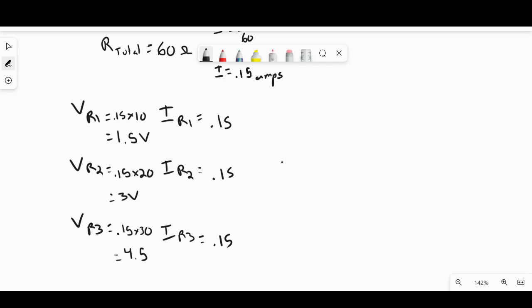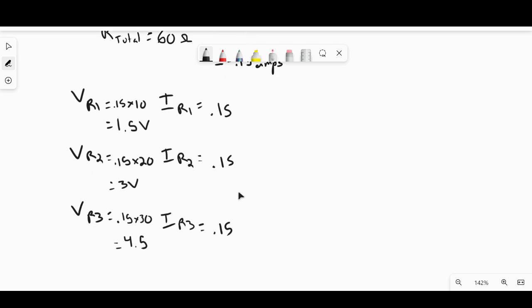Now, there's an interesting thing here, is that the total voltage coming out also has to equal, the voltage drops, I should say, should equal the total voltage. So let's look at this. Across resistor 1, we have a voltage drop of 1.5 volts. Across resistor 2, we have a voltage drop of 3 volts. And across resistor 3, we have a voltage drop of 4.5 volts.